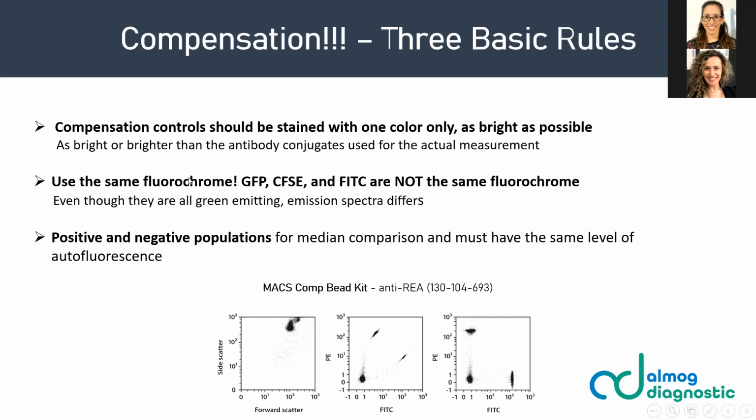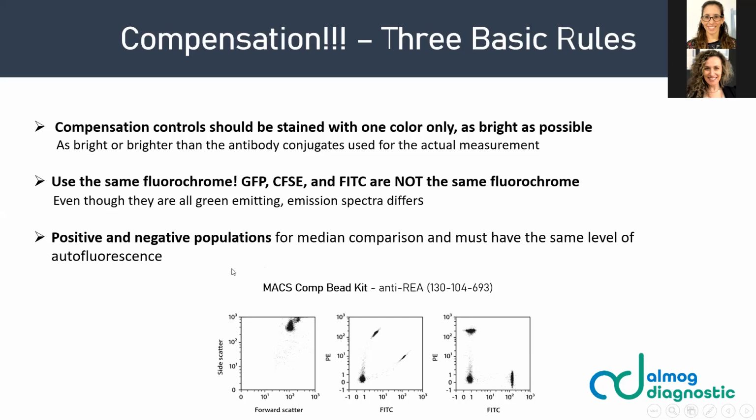You should use the same fluorochrome, meaning that if your cells express GFP, you cannot use FITC for compensation because it's not the same emission spectra. It's not the same characteristics of fluorochrome. So this is something that you always need to bear in mind. Positive and negative populations, because you need to compare the median, or the software will do it for you, you need a distinct positive and negative population, and they have to have the same level of autofluorescence, okay?